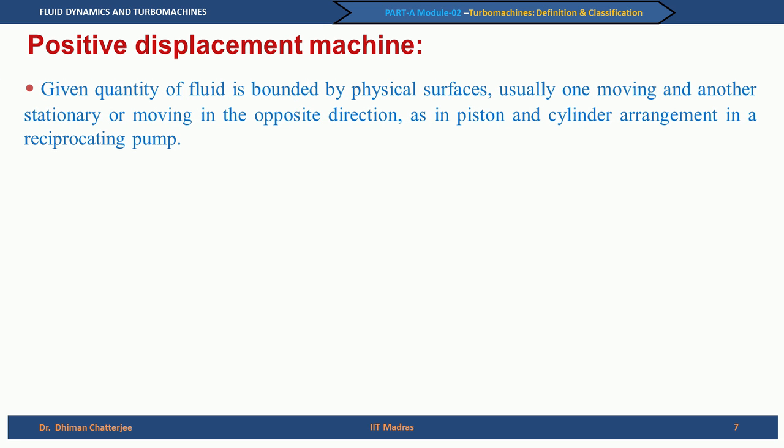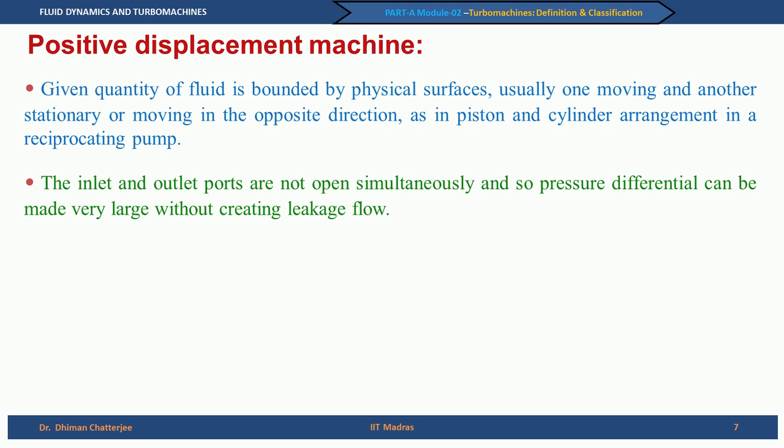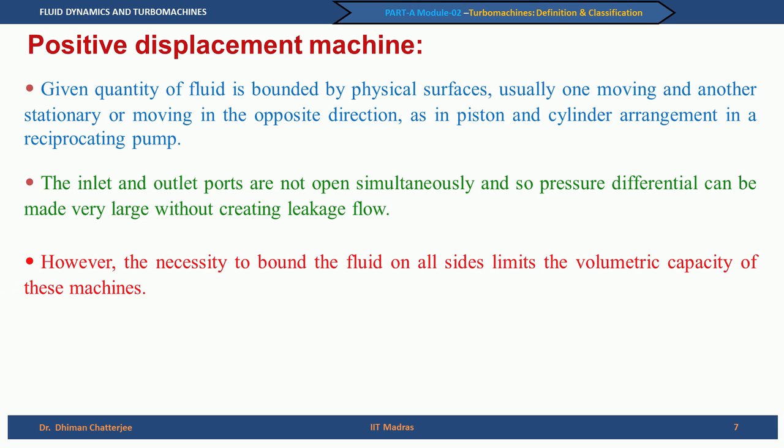So, a given quantity of fluid is bounded by physical surfaces, usually one moving and another stationary, or that may be moving in the opposite direction, like the example of the piston cylinder arrangement I just talked about. The inlet and the outlet ports are not open simultaneously, and so the pressure differential can be made very large without creating leakage flow. This is a very important point from the performance of positive displacement machines. I will come back to it when I talk about the corresponding point in turbo machines.